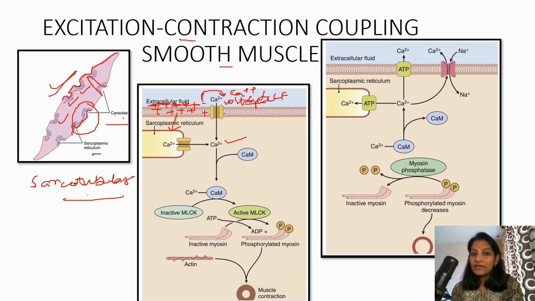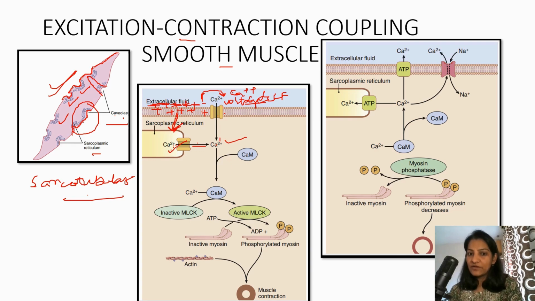जो कैवियोलाई के नीचे जो सार्कोप्लाज्मिक रेटिकुलम का पार्ट है, so where this is the coupling of your dihydropyridine and ryanodine receptors, which are very less developed, of course less in number, but that is present. That mechanism is also present in smooth muscle. So this potential change will lead to calcium channel opening in the sarcoplasmic reticulum, and calcium will be coming out from the sarcoplasmic reticulum.